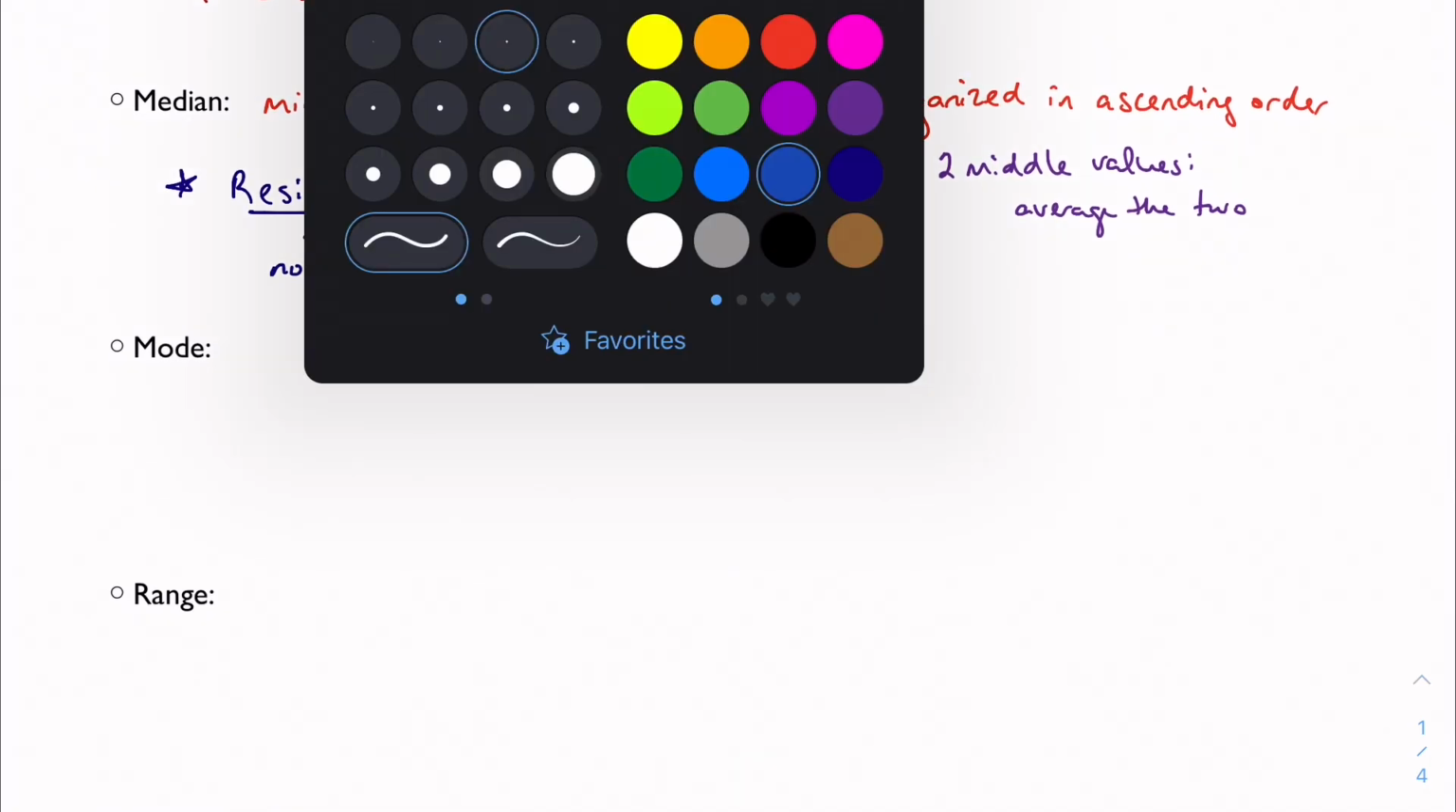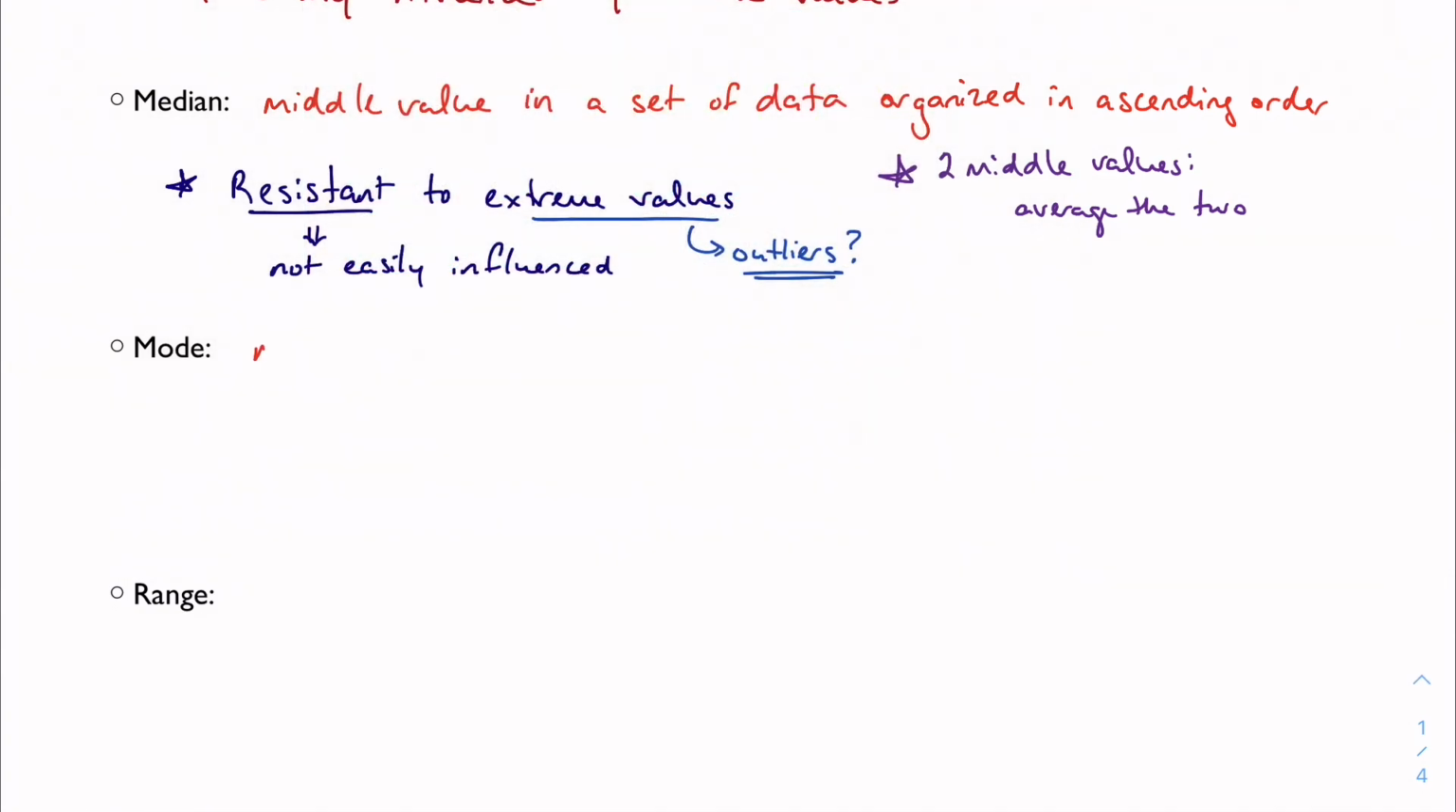The last one we're going to talk about is the mode, and the mode is just the most frequent value or element in the data set.